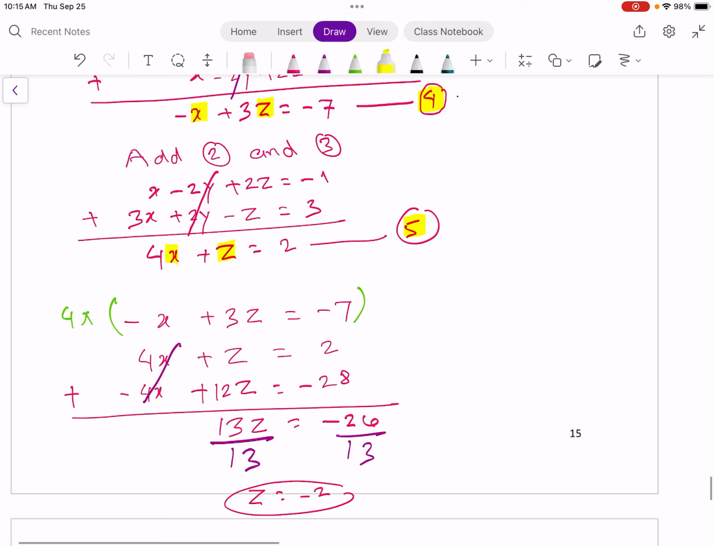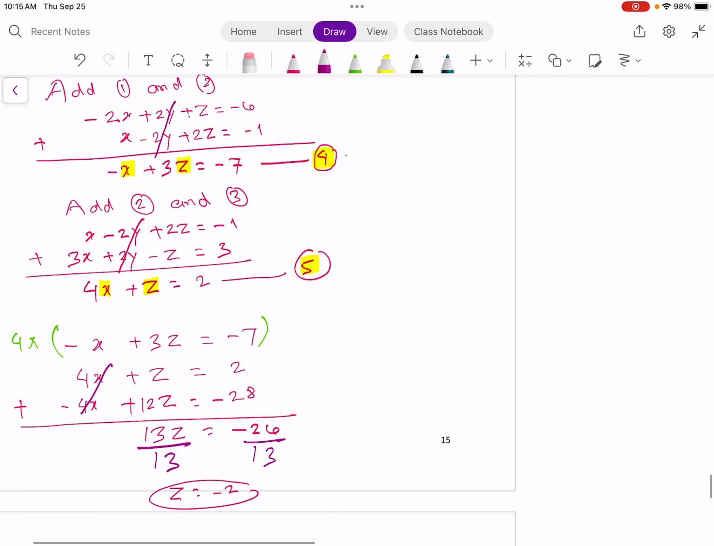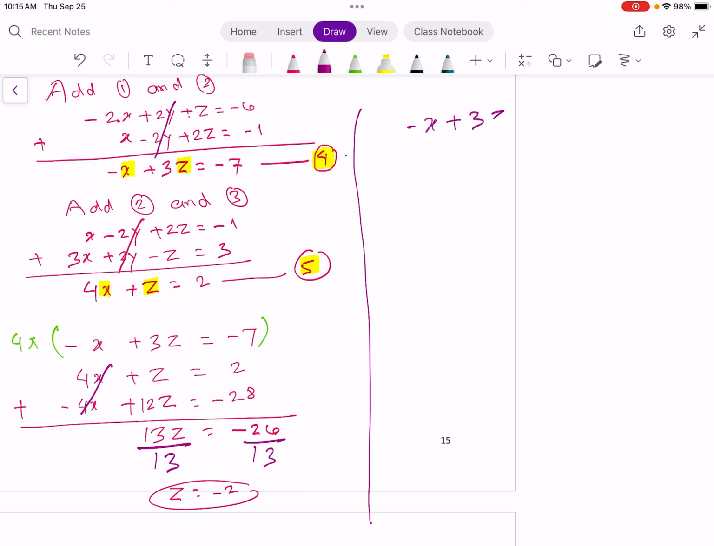Okay, so let's take equation 4. So let me use equation 4, but you can use equation 5, okay? So negative x plus 3g equals negative 7. Now you substitute g equals negative 2. So we have negative x plus 3 times our g, which is negative 2, equals negative 7. So negative x, 3 times negative 2, negative 6 equals negative 7.